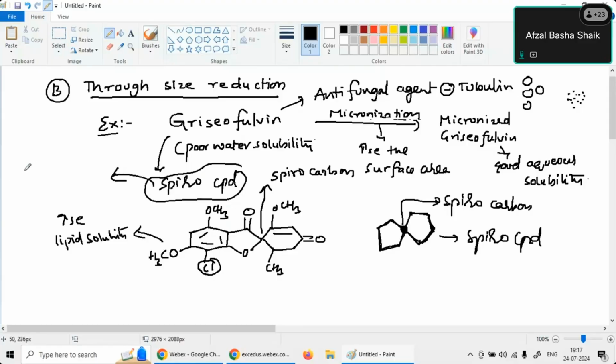Previously we have talked about, if you remember, spironolactone. We have discussed it in the pharmacognosy class. A potassium sparing diuretic, right? So please take a screenshot of this. We can reduce the size and improve the aqueous solubility, right? If you are done, please let me know. Done, sir. Right.